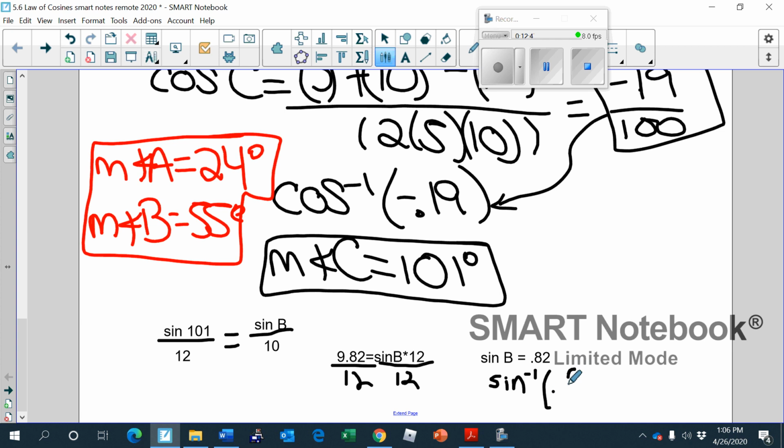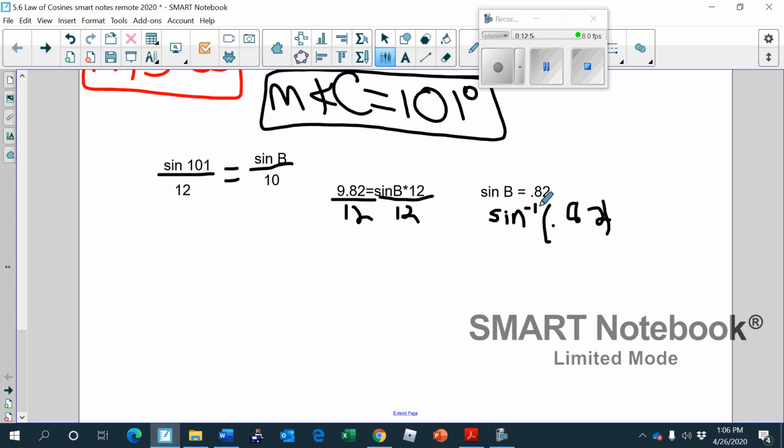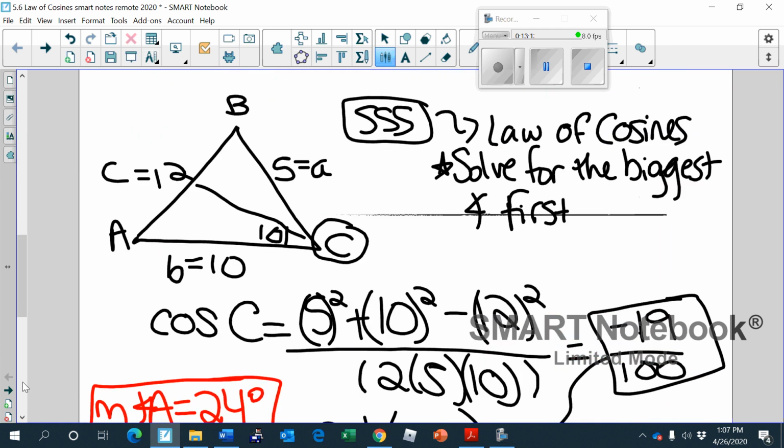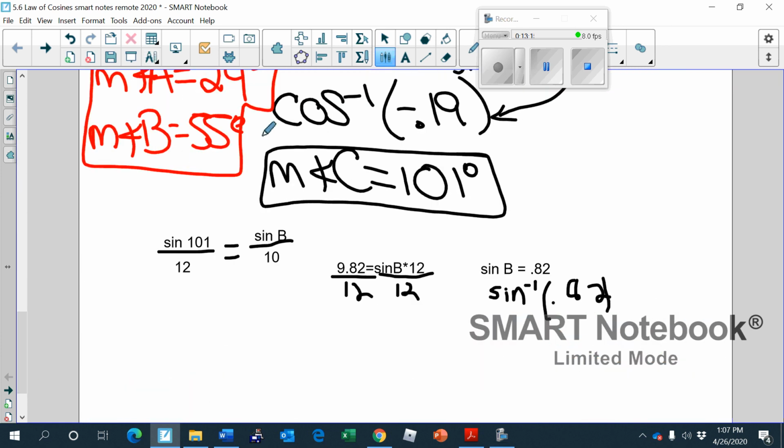Okay, 0.8. Oh, there we go, 2. Wow, there's my writing that I'm sure you all missed. So let's do that in the calculator. Sine inverse, and you should get 54.8. And look, I rounded to the nearest whole degree, so 55 degrees.